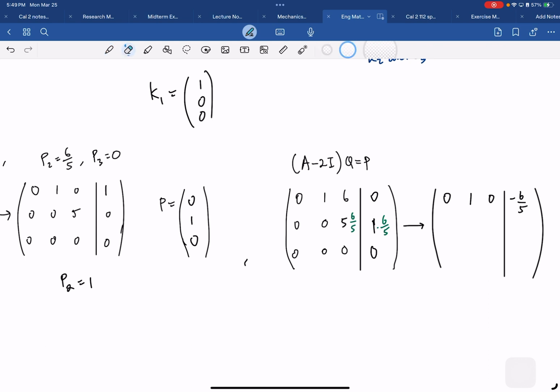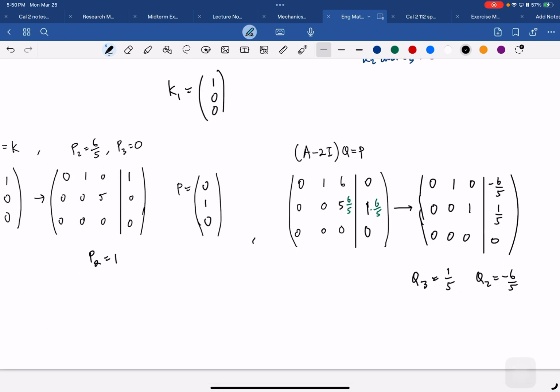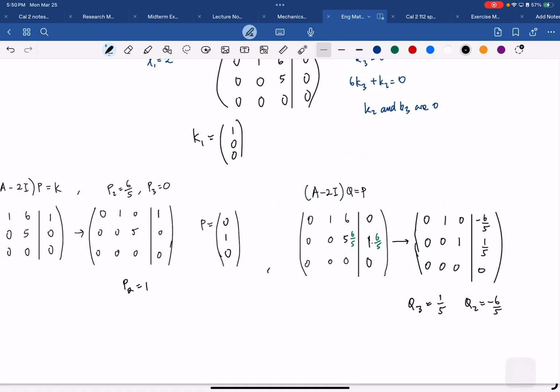And then what else? This is still 0, 0, 5, and 1, 0, 0, 0, 0. Or I will write this divided by 5, it's 1 over 5 like that. So this will be Q3, 1 over 5. Q2 is negative 6 over 5. Okay, I think nice. Now the number seems reasonable.